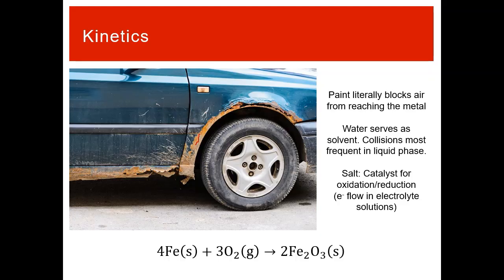And so when the electrons are flowing through an electrolyte solution, that is, say, salt water, they'll flow more easily. The mechanism changes because the electrons are flowing in a different way. They are flowing through the ions in the solution, and your reaction happens much, much faster. And that's why rust happens more quickly when you have salt water that gets onto the vehicle.